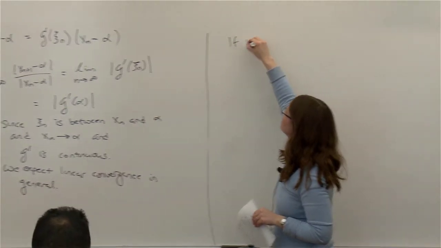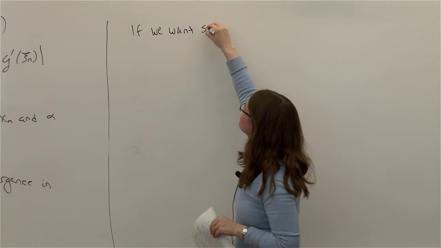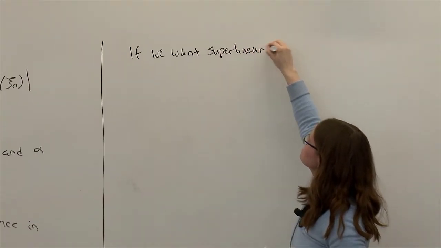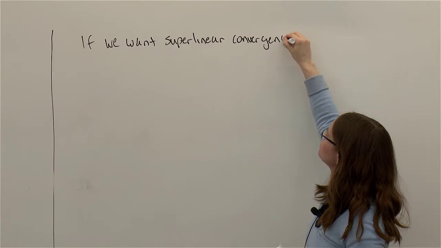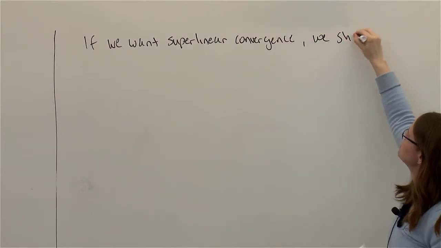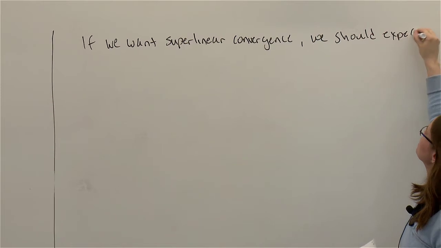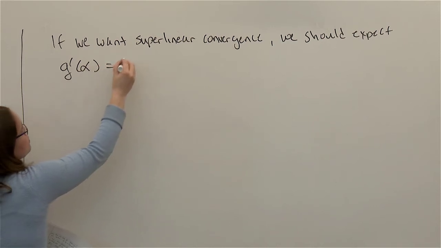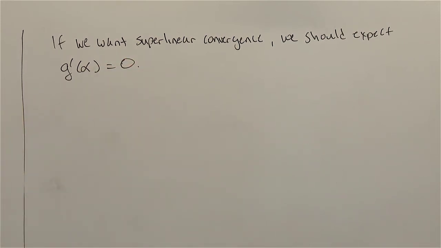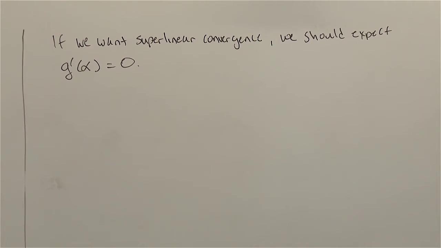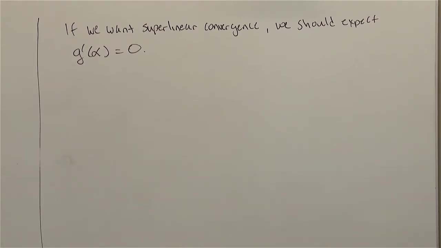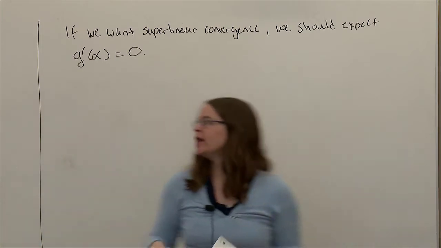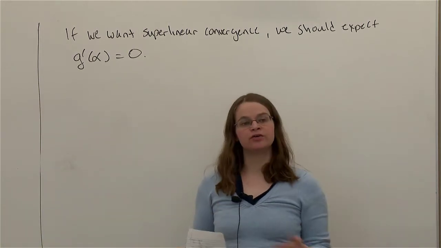But certainly, hopefully this conclusion makes sense. If we want superlinear convergence, we should expect g prime of alpha to be equal to 0. So let's justify this rigorously and say what order of convergence we can really get, depending on g prime of alpha equal to 0, or maybe even higher derivatives equal to 0.